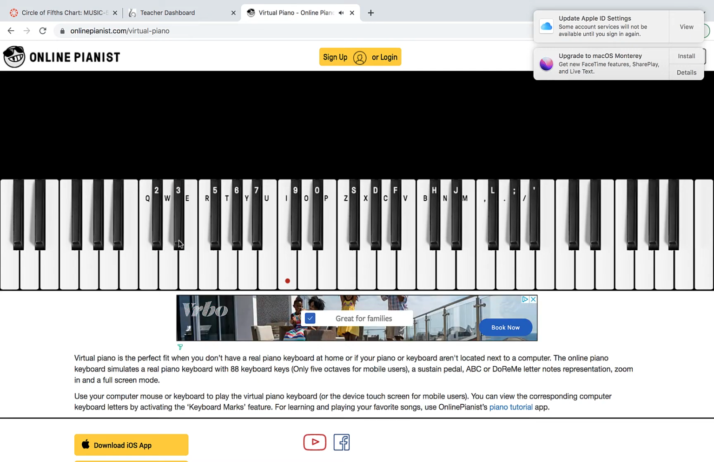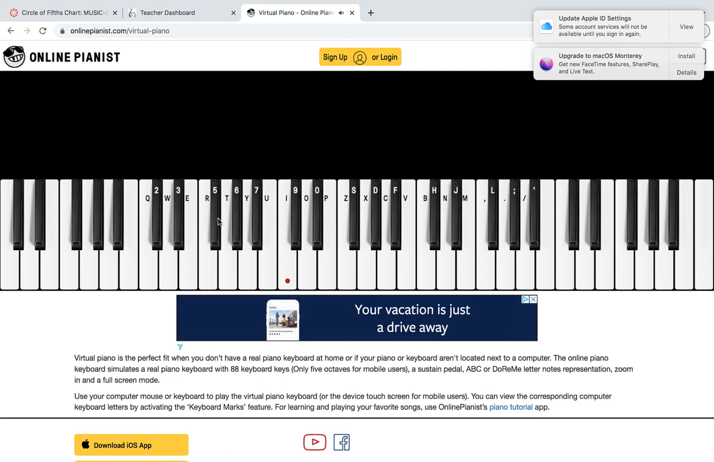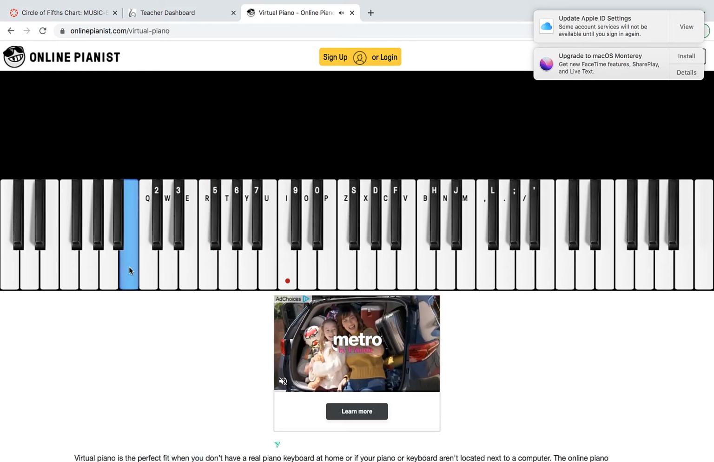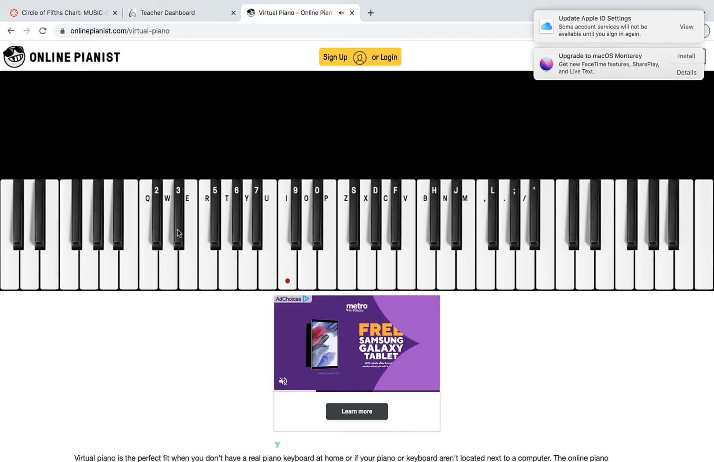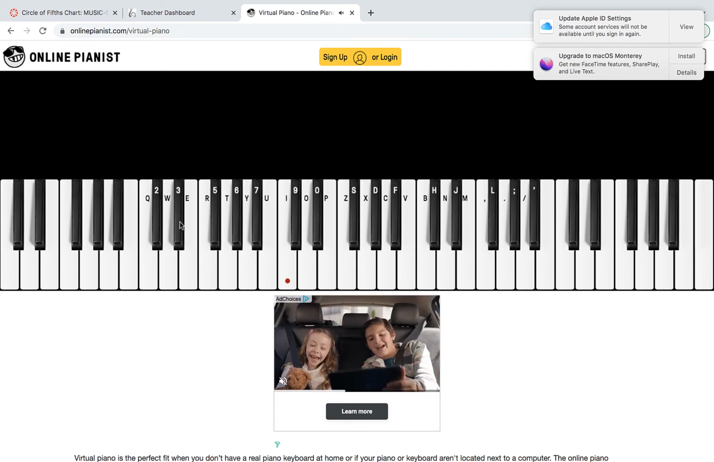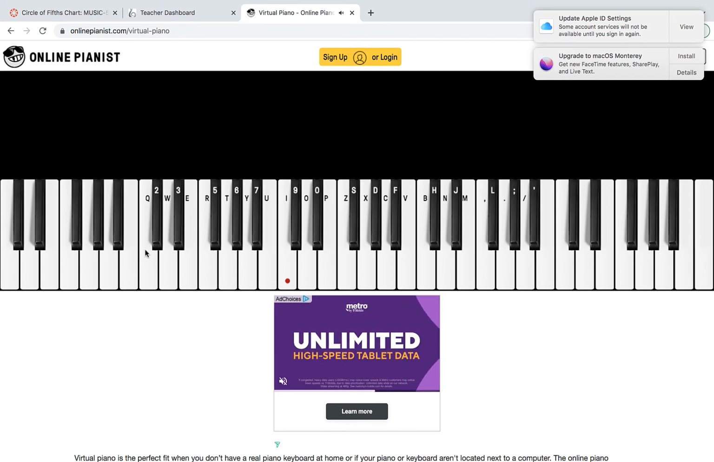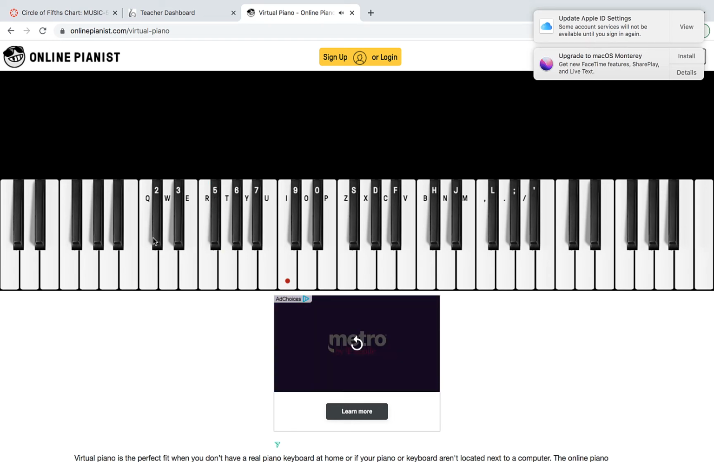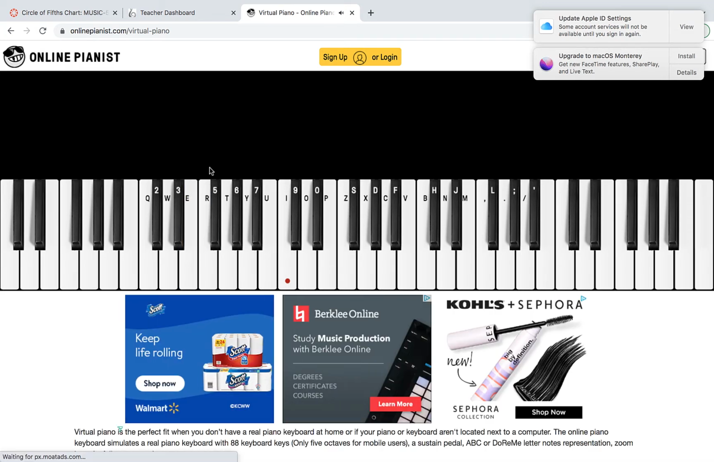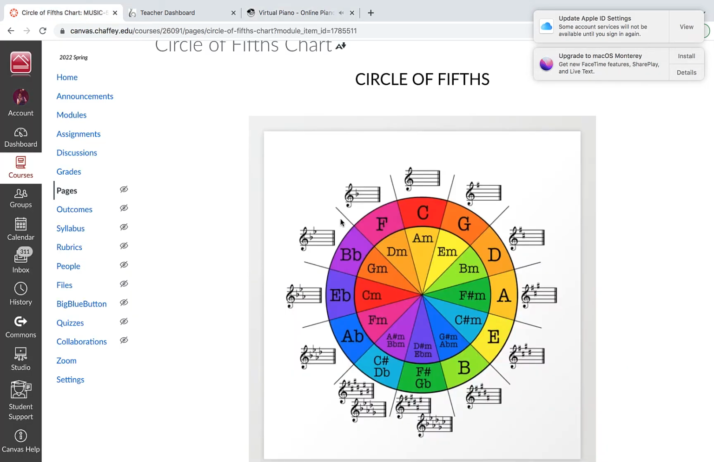One, 2, 3, 4, 5. Here's number 1. Here's 5. B, C sharp, D sharp. Notice I didn't say E flat. I said D sharp because it's diatonic. B, C sharp, D sharp, E, F sharp, and I said F sharp, not G flat. So the 5th note of B is F sharp, which is why that says F sharp.